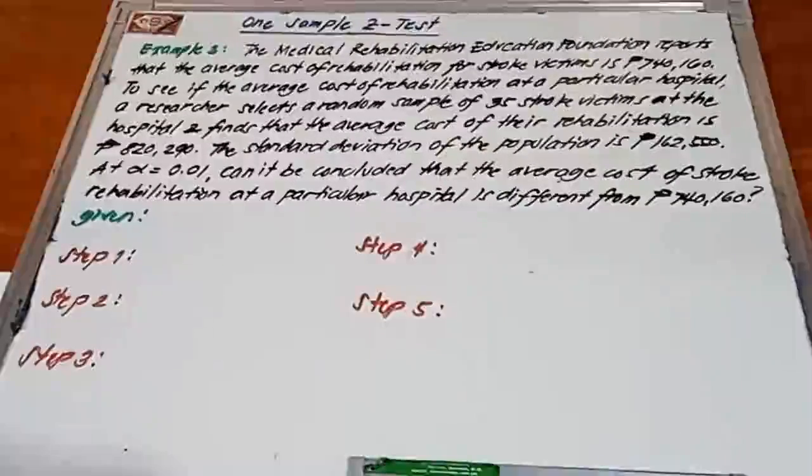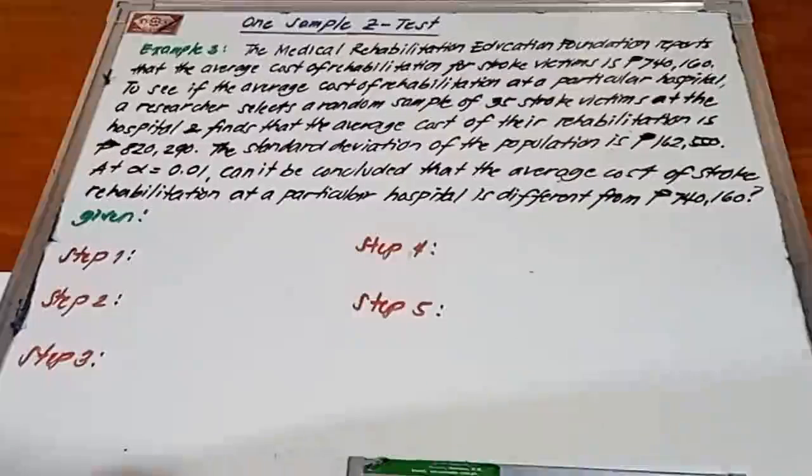This is my third example para dun sa ating topic na one sample Z-test. Sabi dito, the Medical Rehabilitation Education Foundation reports that the average cost of rehabilitation for stroke victims is 740,160 pesos. To see if the average cost of rehabilitation at a particular hospital, a researcher selects a random sample of 35 stroke victims at the hospital and finds that the average cost of their rehabilitation is 820,290 pesos.